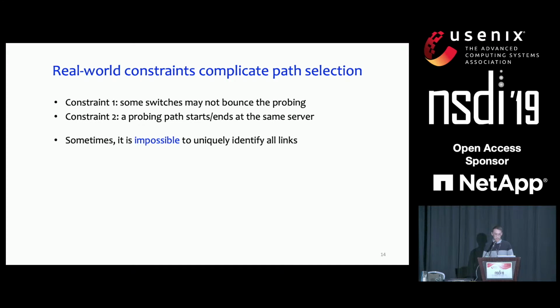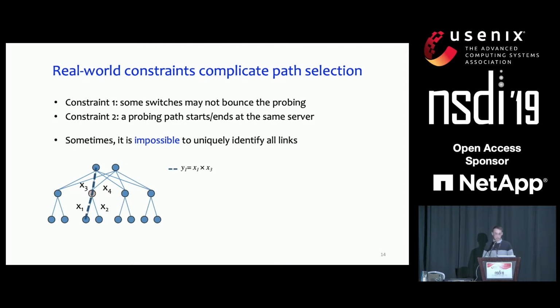Let me show you why using an example. Suppose we want to infer these 4 links, x1 to x4, but unfortunately, the shaded switch cannot be bounced. In this case, all the relevant paths will be y1, y2, y3, and y4. Intuitively, we have four equations and four variables, but one equation is redundant because y1 times y4 equals y2 times y3. More formally, if we take logs on the equations, we have these 4 linear equations, which are not full rank.